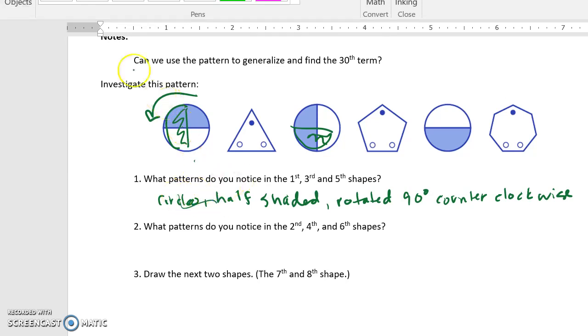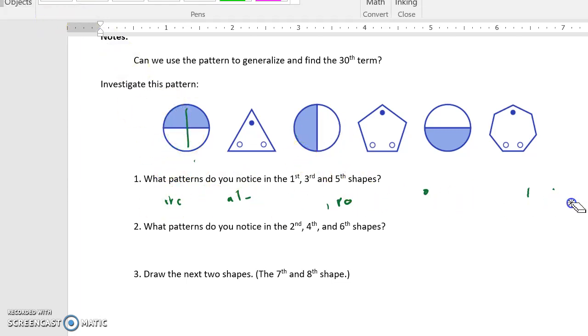So first of all, we're starting with a triangle, and then we have a pentagon, and then we have a heptagon. So on the second term, we have something with 3 sides. On the fourth term, we have something with 5 sides. On the sixth term, we have something with 7 sides. Looking at this, so what do we notice in these shapes?